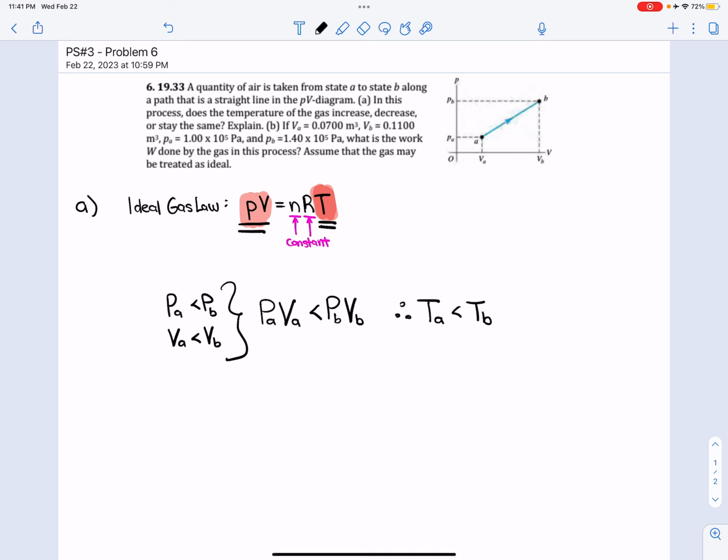Okay? So, does that mean the temperature of the gas increased, decreased, or stayed the same? Well, if our temperature at state B is greater than the temperature at state A, remember this goes that way, that means that the temperature of the gas increased. Okay, that's the answer for part A.